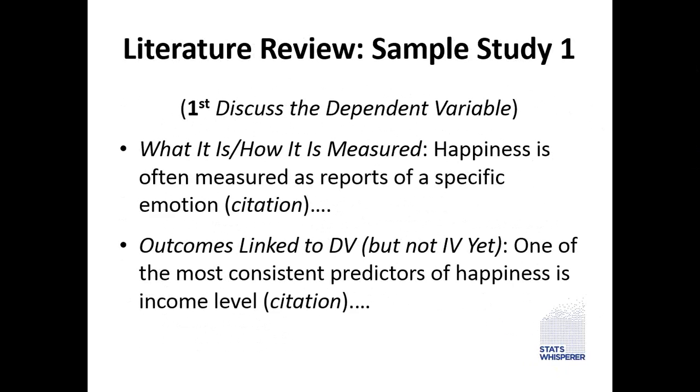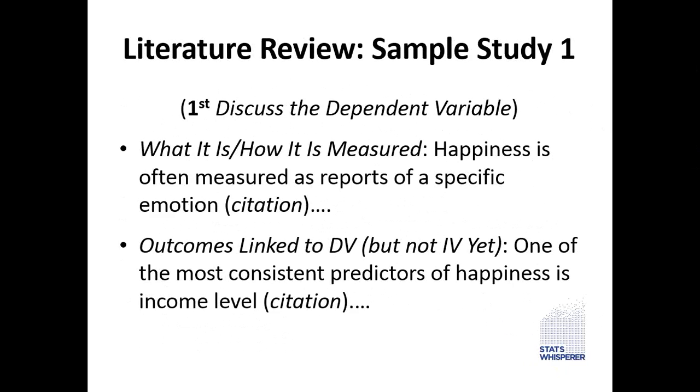First, right? So this is our first part. First, we discuss the dependent variable. And as I said, the language is really important here. So first, we might discuss what it is and how it's measured, right? And of course, this is in the textbook too, so this is like a little snippet just for the point of discussion. So we might start off, happiness is often measured as reports of a specific emotion, right?